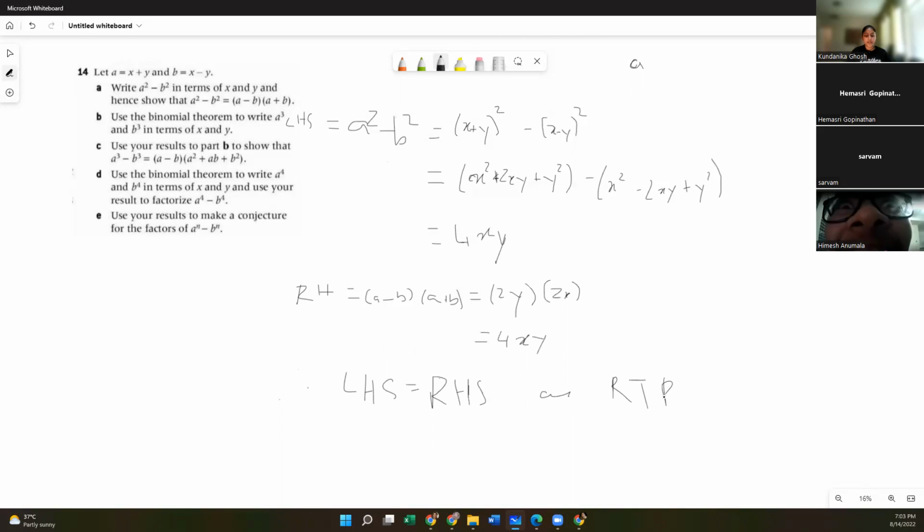Does everyone understand how we got that, or do we need to go back and figure it out? What I would actually probably write for this is left-hand side equals right-hand side. Therefore, because it says hence show that this is this, a squared minus b squared equals a minus b into a plus b. Does everyone understand how I got there, or do we need to go back?